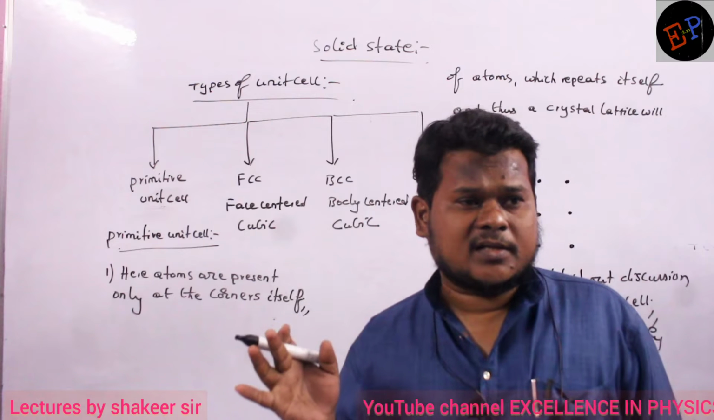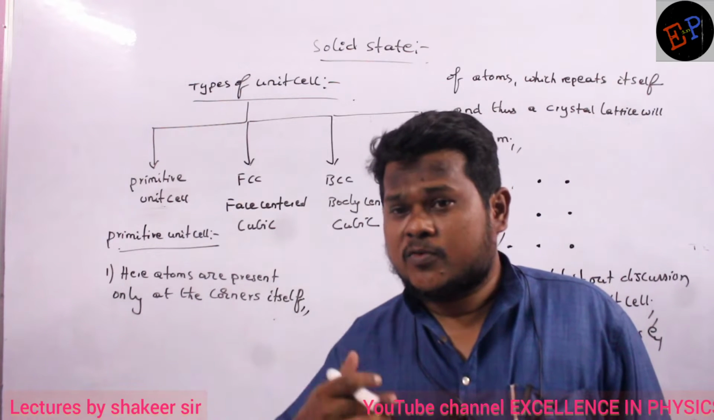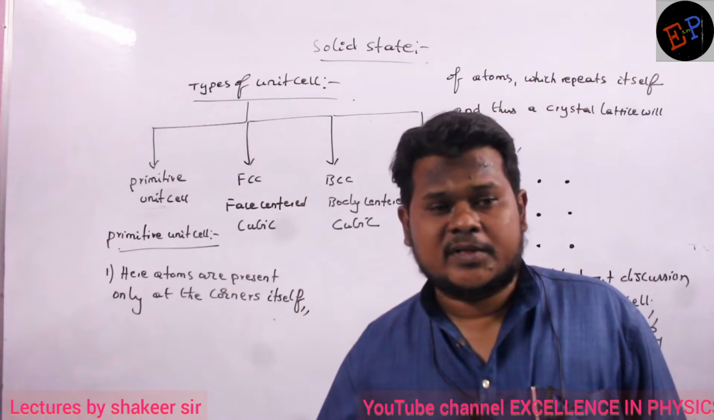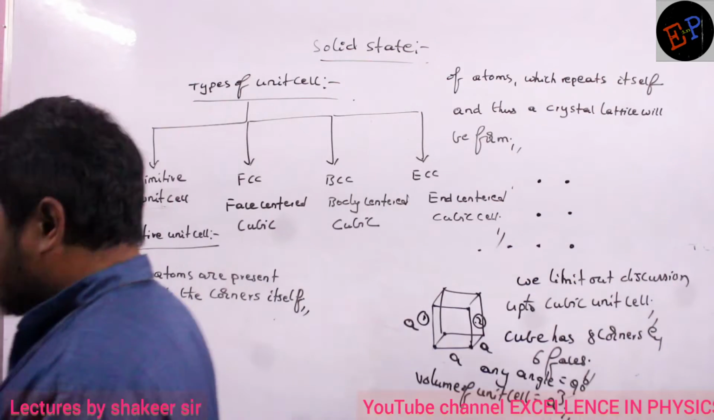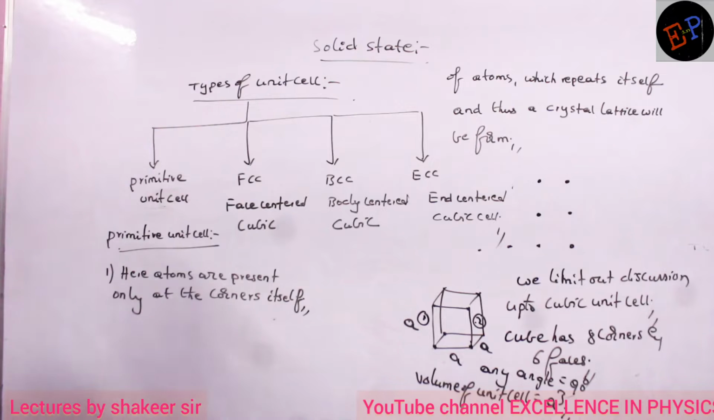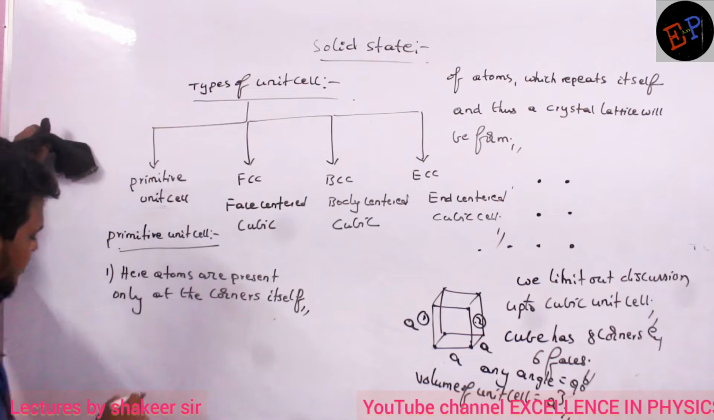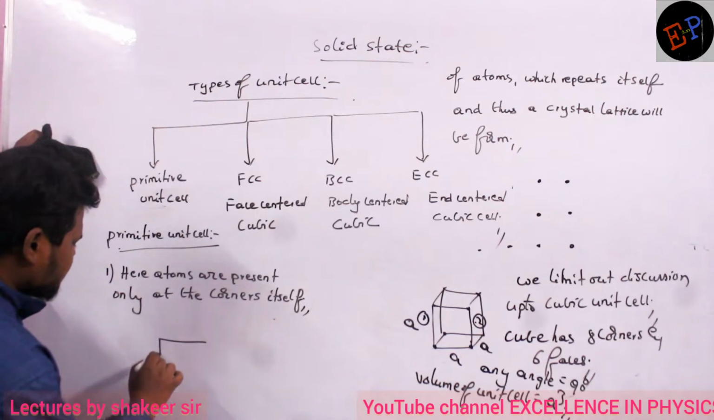How many corners are there? 8 corners. So how many atoms will be there in this primitive unit cell? 8 atoms will be there. Are you able to understand? So shall we draw the diagram of this one? So how will this one be? Let us draw this cube first of all.